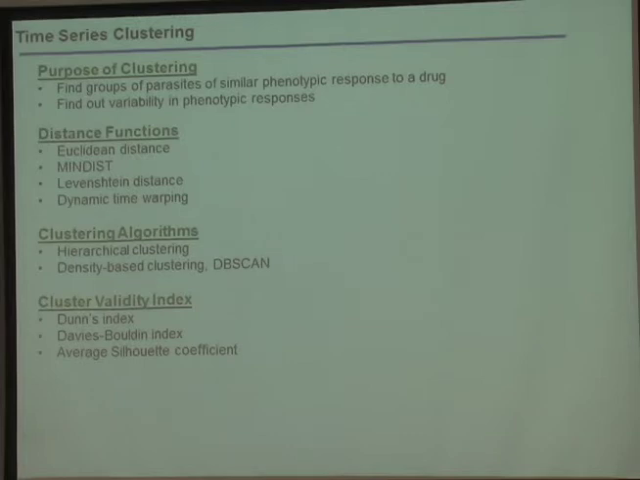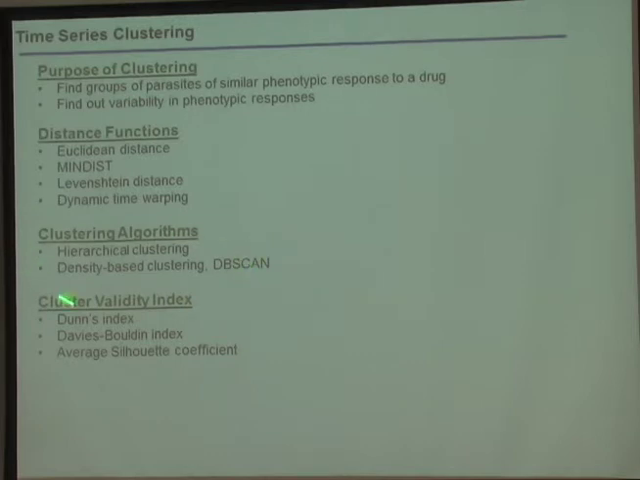How many of you have heard of the Hamming distance? Good, someone has. The Levenshtein distance is a generalized form of the Hamming distance. The Hamming distance only applies to strings of the same size, while the Levenshtein distance can be applied to strings of different size. Then you have the idea of dynamic time warping, which is basically a dynamic programming optimization approach to find the similarity between two sequences.